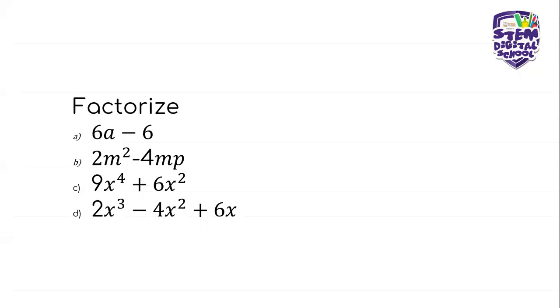You'll be left with x squared, and then minus 2x and then plus 6. So if you take out 2x as a common factor in the last one, you'll be left with x squared minus 2x plus 3. That will be the last one.